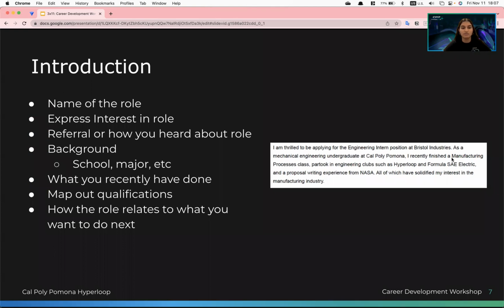And then how the role relates to what you want to do next is similar to why you're interested in the role in the first place. So I've done these things in the past, and now I'm moving on to trying to get an internship in the manufacturing industry since I find that interesting.